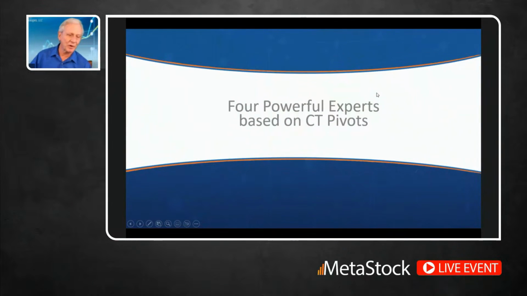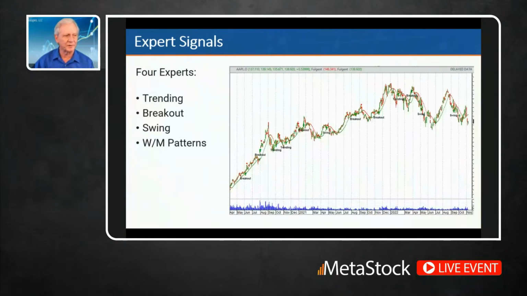Okay. So we look at the experts that are provided, and of course, we're going to dive into the software in just about 2 clicks. So let me define them first, and then we'll do that. There's 4 experts provided. They're called Trending, Breakout, Swing, and the bonus, WM Patterns, which is pretty cool. But they're designed to find these different situations. And I want to go over those very quickly with you.